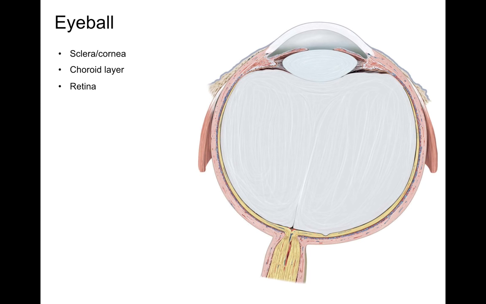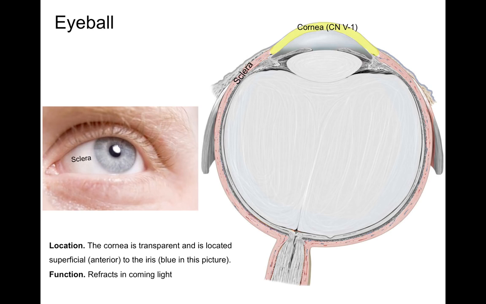Now, what are the layers of the eyeball? There's 3 layers: the sclera with cornea, the choroid layer, and the retina. Well, the sclera, even though this is shown in pink, it's actually the white of the eye, like the photograph we see on the left. It's the white of the eye. It's dense fibrous connective tissue. And then that's dense because that's where your extraocular muscles attach, like superior rectus and inferior oblique.